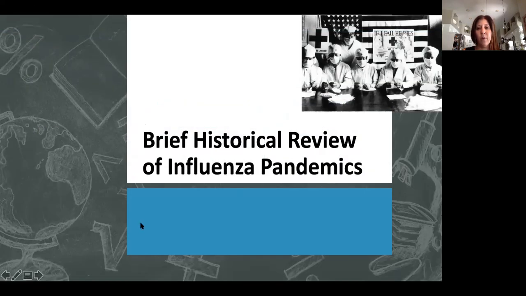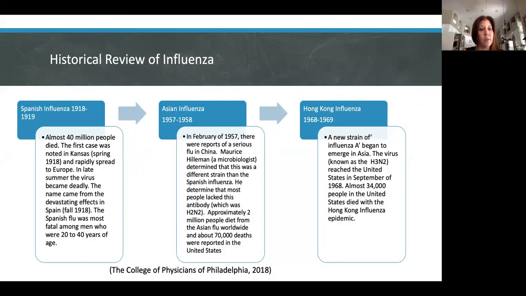And this is just a review of influenza pandemics. And this is the 1919 pandemic, so a long time ago. So this is that Spanish flu picture. So just giving you a historical review, almost 40 million people died in this 1918-19 Spanish flu. The first case was noted in Kansas, and it spread rapidly to Europe. Of course, we didn't know what was causing it. And it became deadly, and the Spanish flu was one of the most fatal among that 20 to 40-year-old population, and that's what we consider our most healthy population.